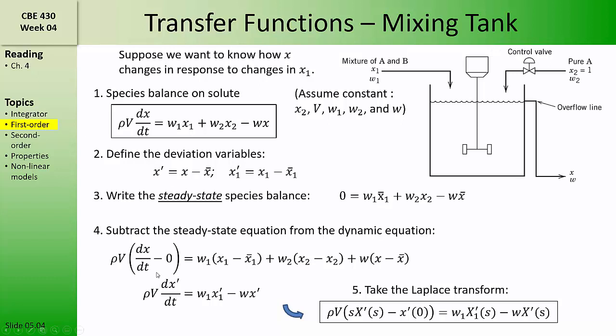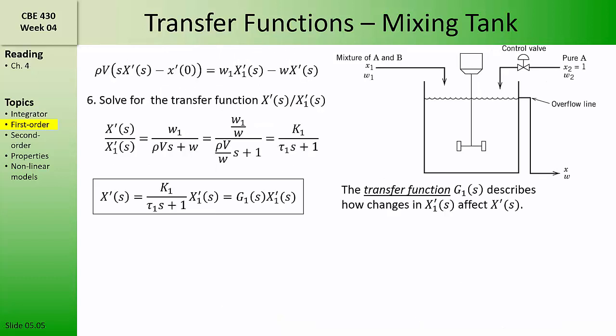When we take the Laplace transform of the derivative of the perturbation variable, the initial value of the perturbation variable is 0 if that perturbation variable begins at the steady state value. Now we can solve this Laplace domain equation algebraically for the transfer function relating X prime, the deviation in the composition of the effluent, to X1 prime, the deviation in the composition of incoming stream 1.